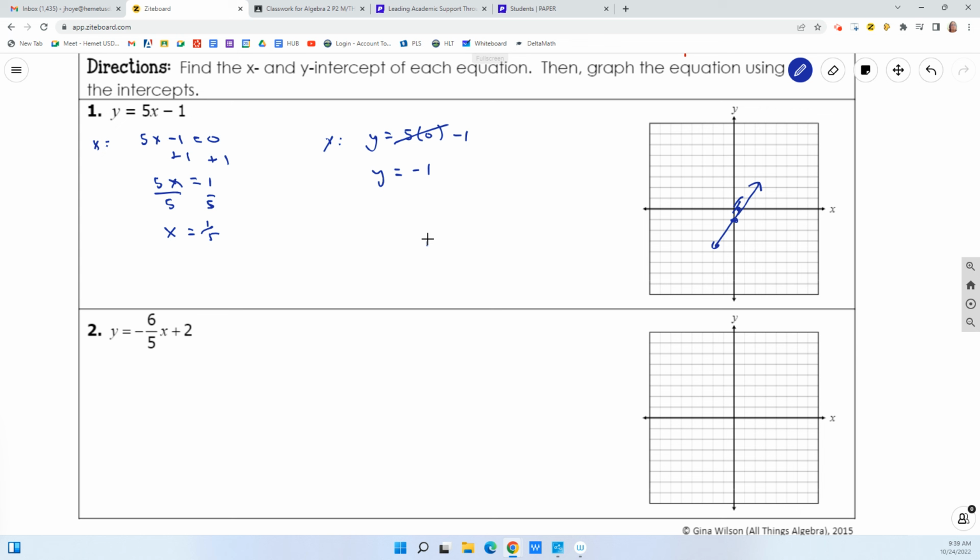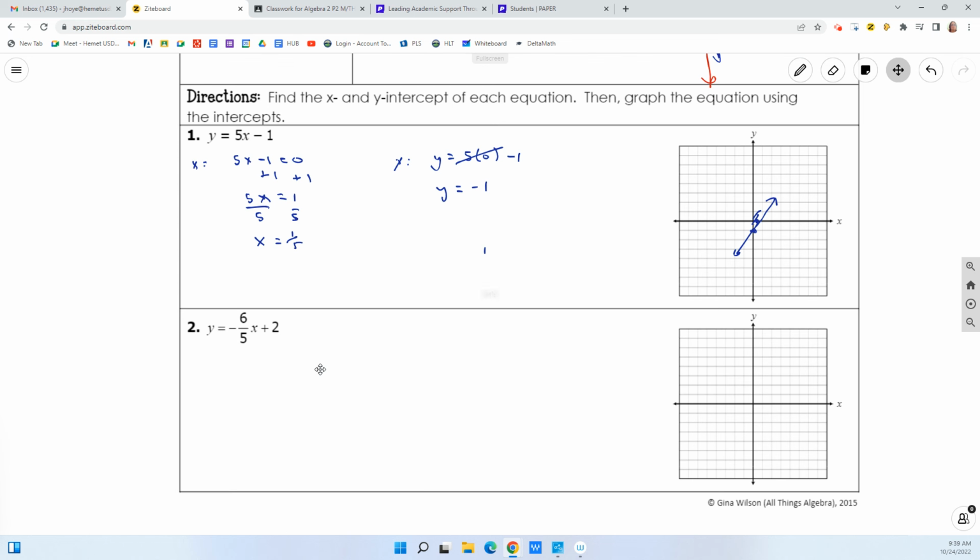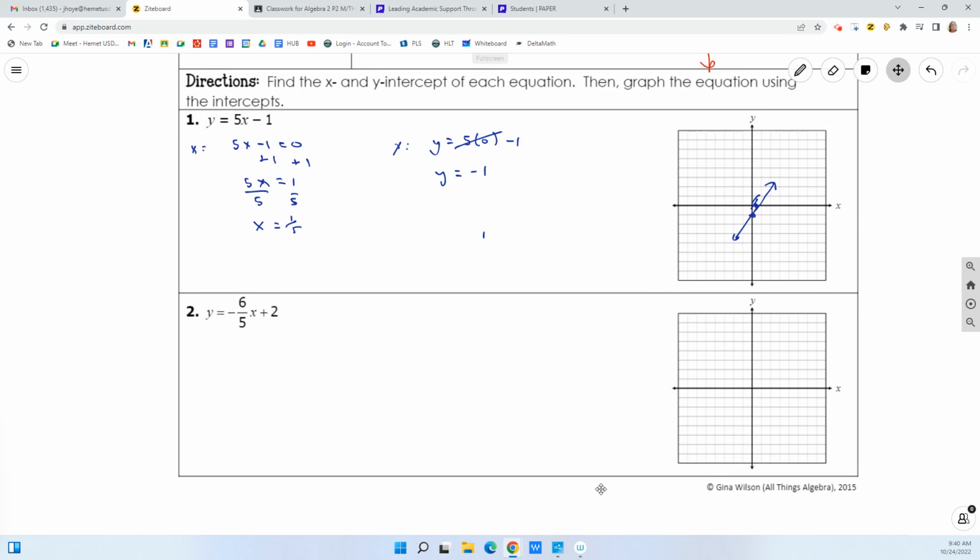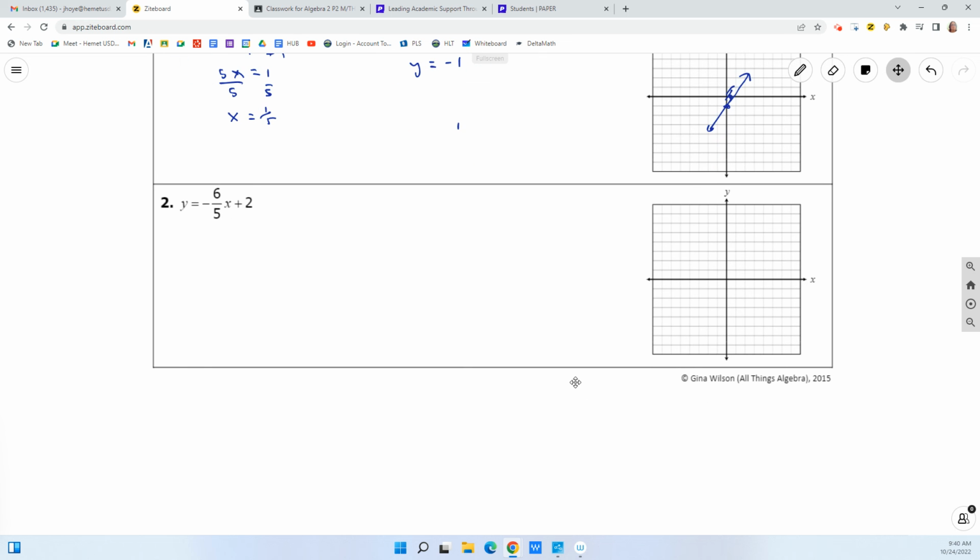Now, if I look at number 2, I know I'm being told to find intercepts, which sucks because it's already written in slope intercept form. It makes it really easy to graph. And there's a couple things that I know, like I know that the y-intercept on this is 2, because that's what y equals mx plus b means.